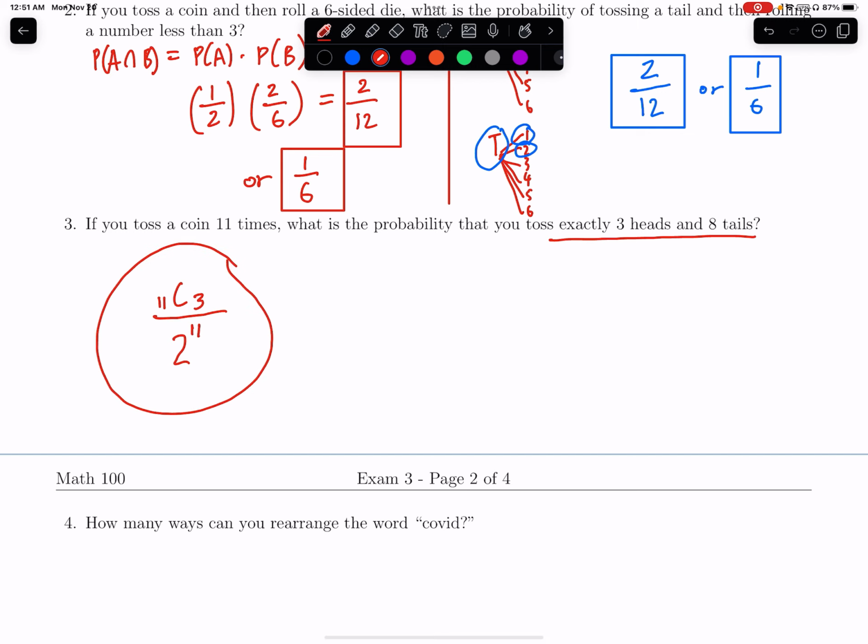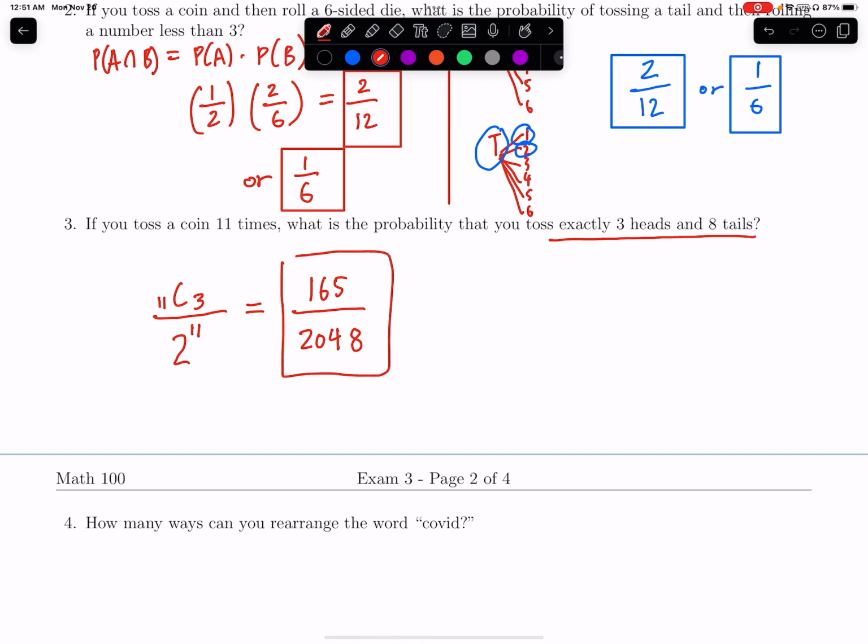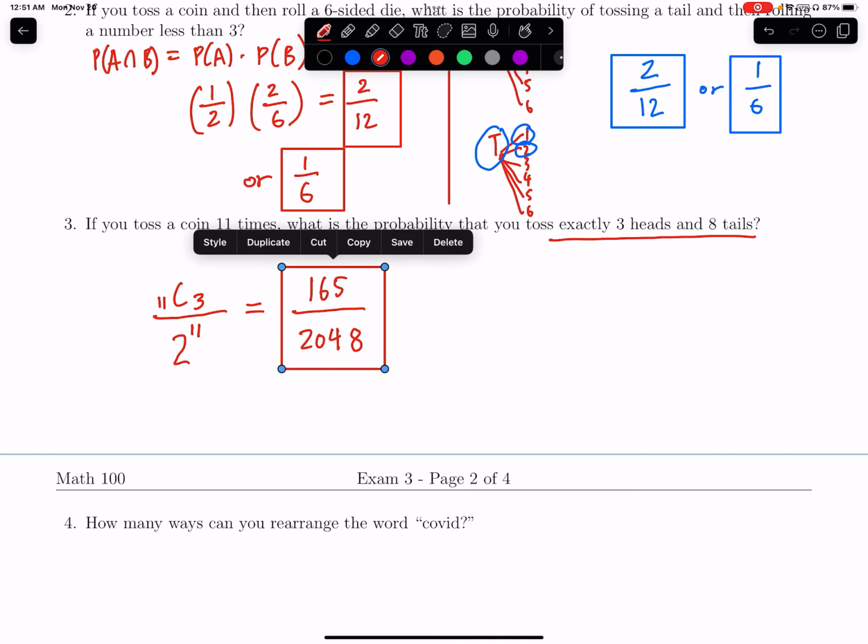So right here, that's your probability. NCR with the 11 and a 3, over 2 to the 11th. If you plug those numbers in, you're going to get 165. That's NCR 11, 3, or 11 choose 3. And 2 to the 11th is 2048. And you can't reduce that any further because 165 is not even, and 2048 is only divisible by 2s. So that's your answer right there.